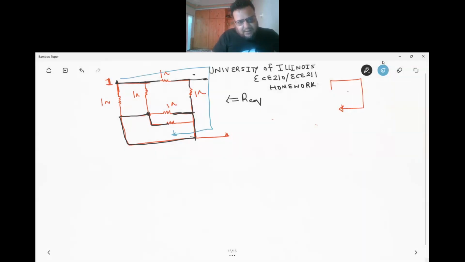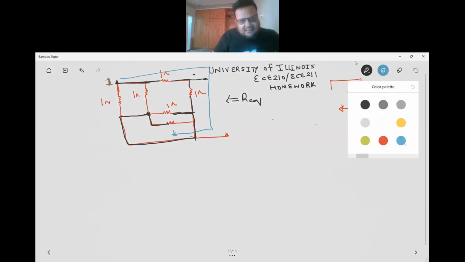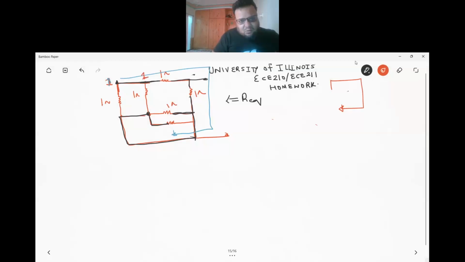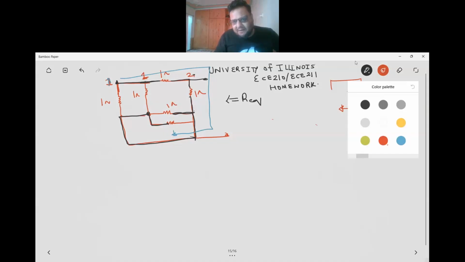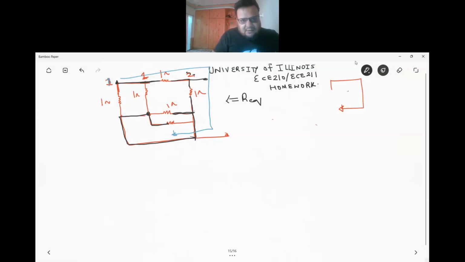So first was 1, and this 1 stays correct till no other resistance comes. So 1 potential here also. One resistance came, so 2. Now here, I'll label it with a different color so that you get an idea. This is your 1, 2. This was your 1, obviously. Then here you landed up with 3, 3.